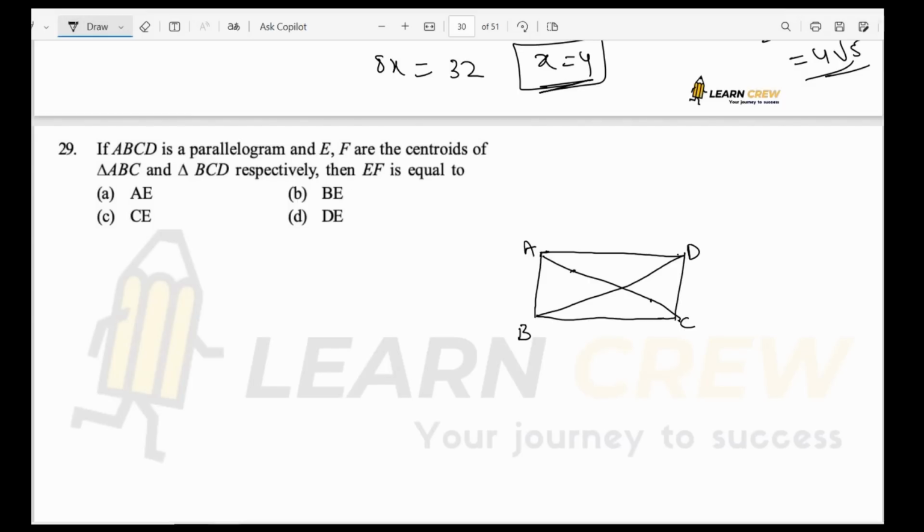Then what is the length of EF? This EF length would be how much? What is the answer? This is E, let us say. This is F, let us say. What is the length of EF?